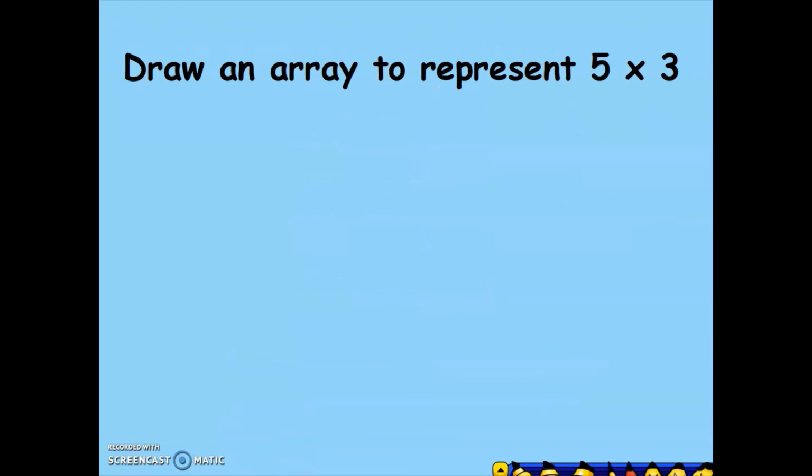Next, in your books, I would like you to draw an array to represent 5 times 3. So draw circles, sticking neatly to your squares to represent 5 times 3. Are you ready for the answer? Pause the video if you need a little bit more time.